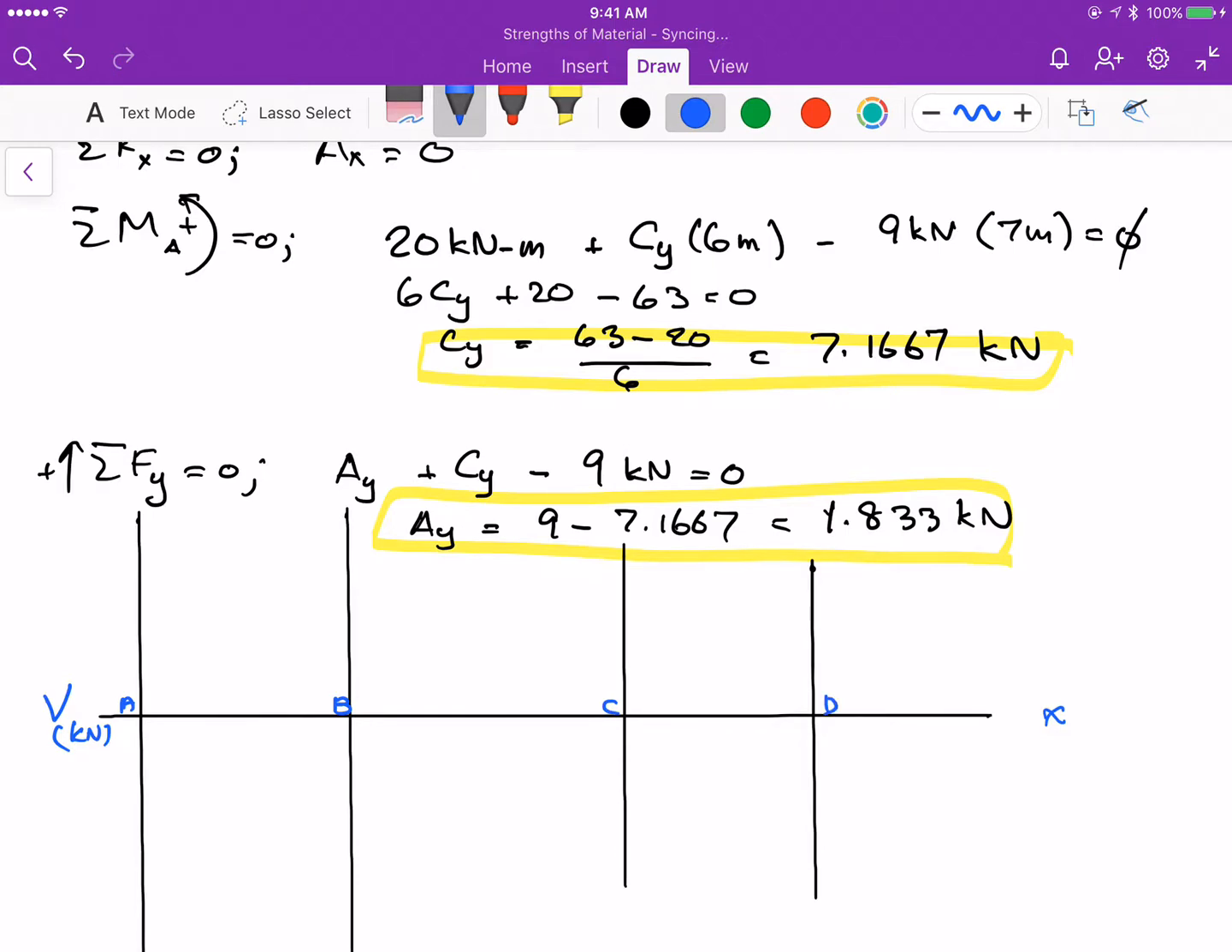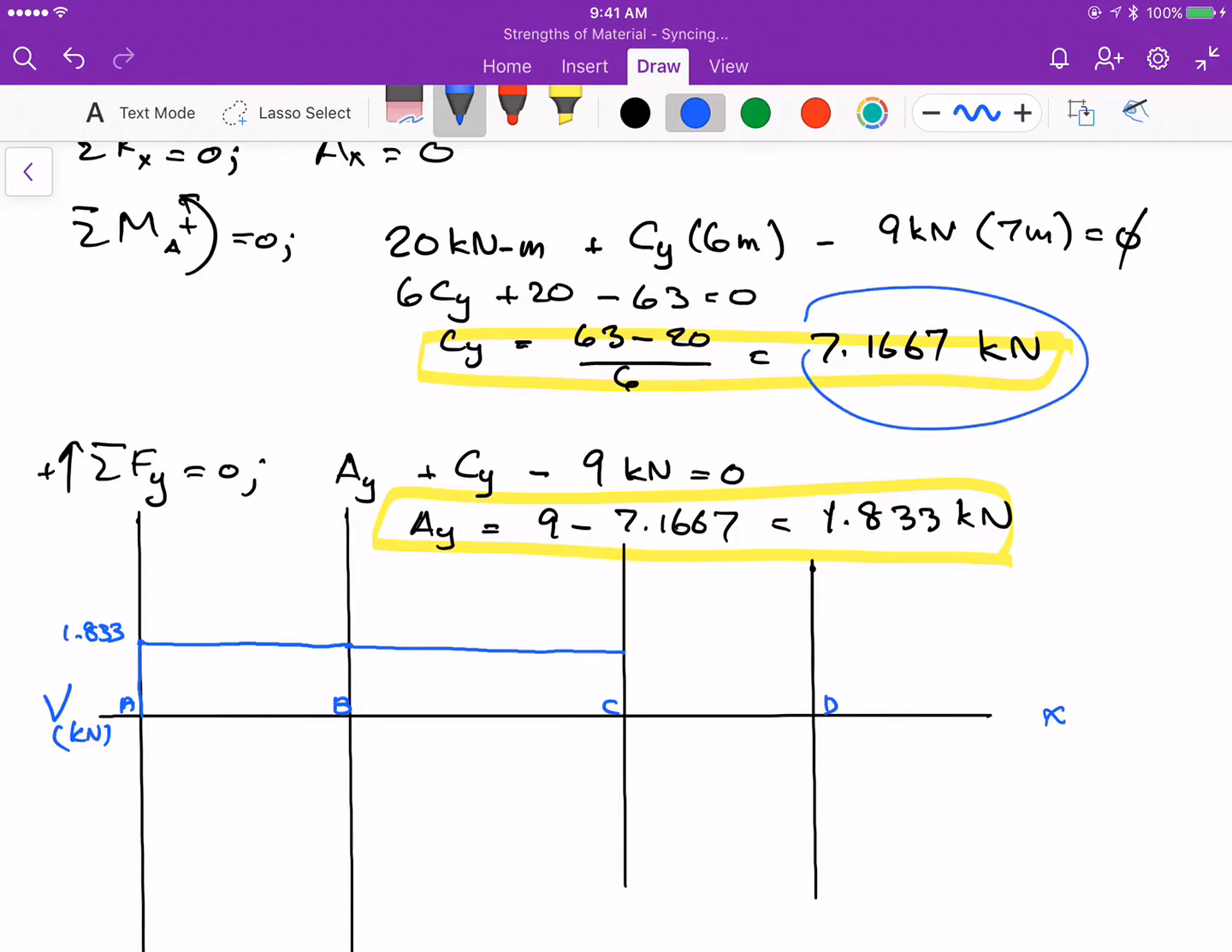So now what happened at A, I have my Ay going up at 1.833, so I'm going to go up the scale. This is going to be 1.833, and so this 1.833 shear is going to level out because you don't have anything, no forces acting on it until B, and at B you have the internal moment, but that's not going to change the shear, so I will go ahead and continue at 1.833 until I reach C.